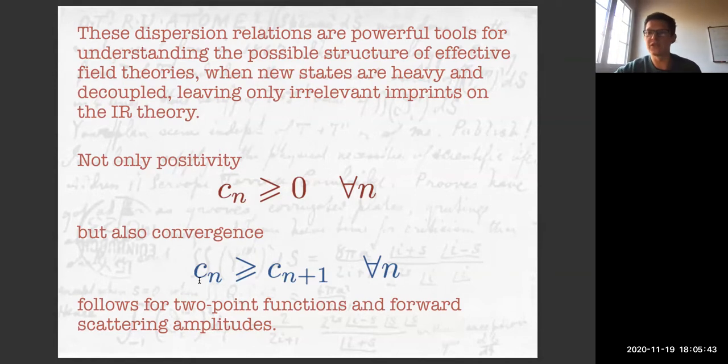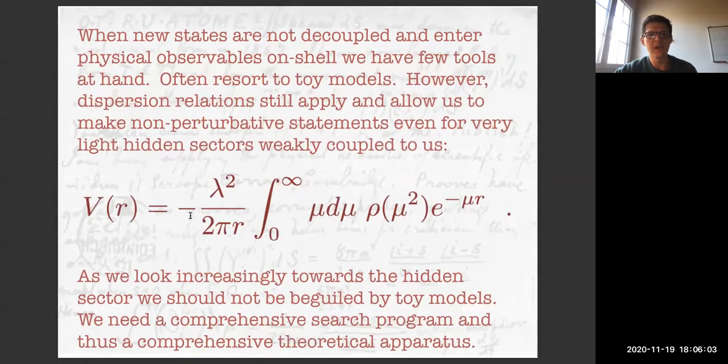We call this convergence, which I think is very intriguing. Of course, it has less experimental relevance because to test convergence, you have to measure subsequent powers in the p-squared expansion. That is difficult in an effective field theory, but if you could, then this is relevant. But it's maybe more interesting just from a structural sense to see that this information is encoded already in quantum field theories. And when new states are not decoupled and we're not in an effective field theory setup, we really don't have many theoretical tools at our disposal.